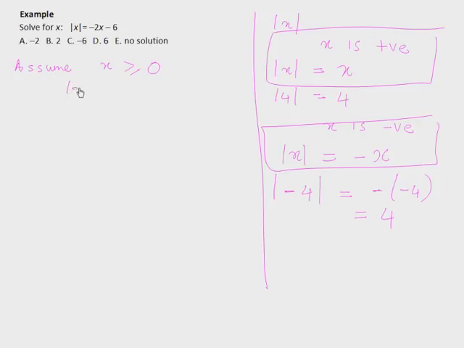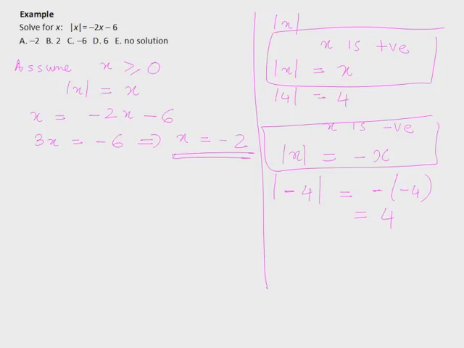Then I know that absolute value of x is just x. The absolute value of a positive number is itself. So I'm going to use x for absolute value of x. So the equation becomes x is equal to minus 2x minus 6. And this I can solve. I take the minus 2x on the left, I get 3x is equal to minus 6, which implies x is minus 2. So do I have a solution?